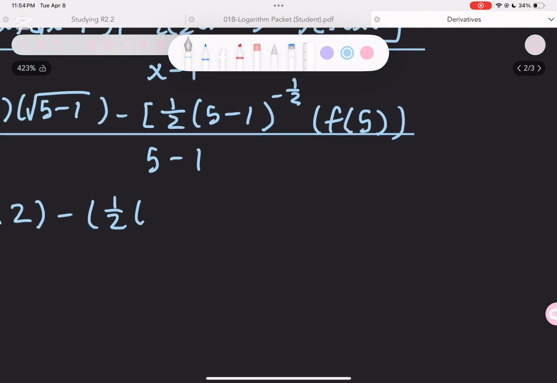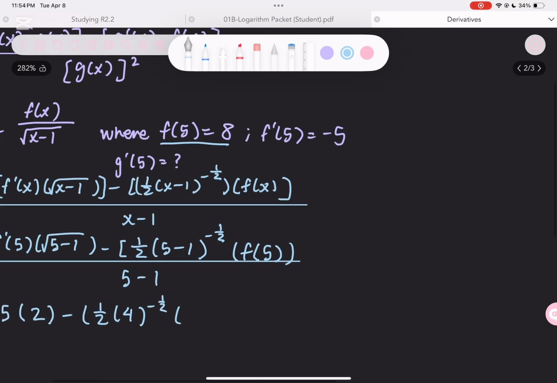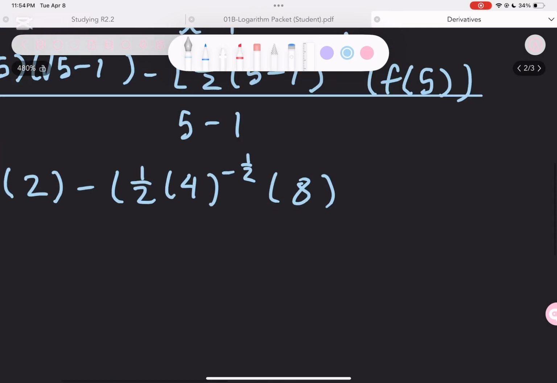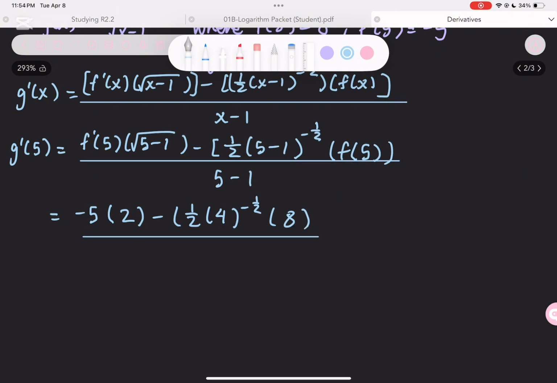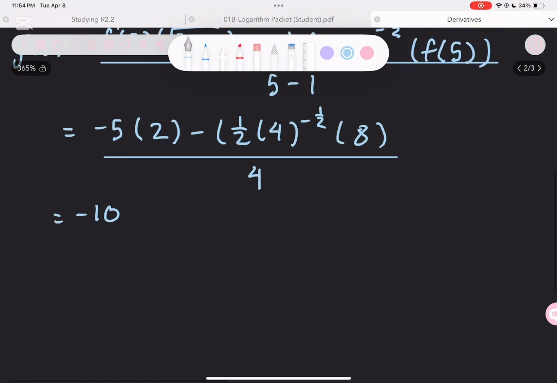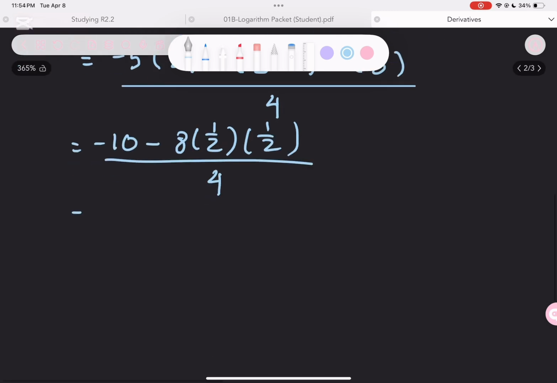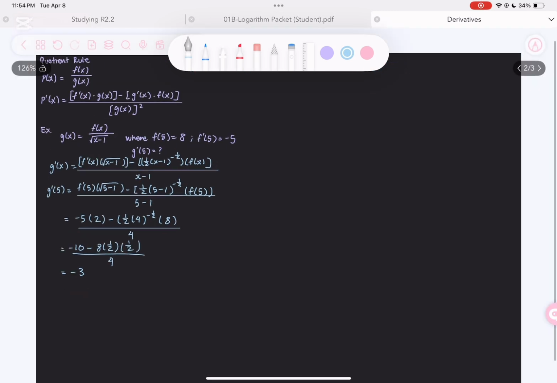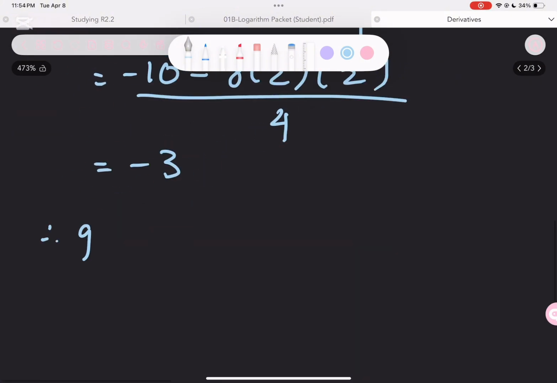Oh, right, half times 4. We can just keep it like this for now. Times f of 5, which you can find here is 8. So this is times 8 over 4. Negative 10 minus 8 times half, because that's what it simplifies to. You have 4, then your final answer should be negative 3 after all the simplification. So g prime of 5 is equal to negative 3.